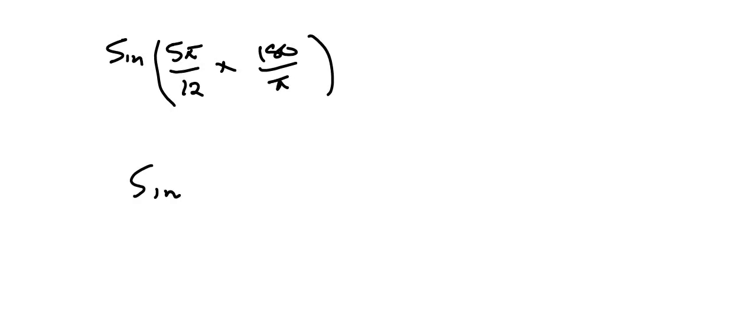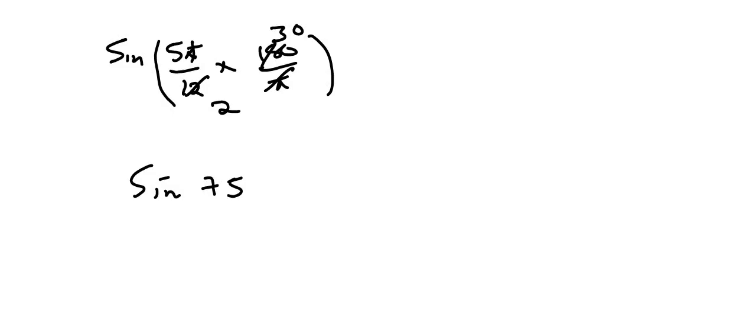The pi goes away. 6 there is simply 2, 6 in 18 gives us that. Then this is going to be 5 times 30, that's 150 divided by 2, right? That gives us 75.